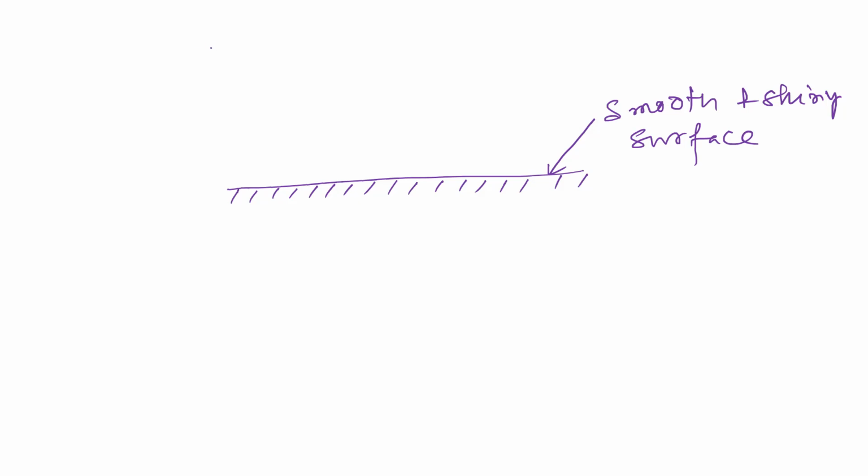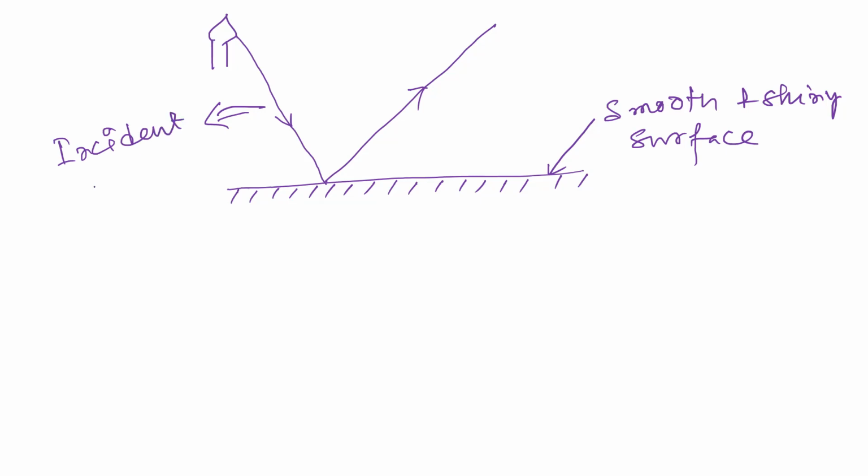Suppose we have taken a small candle here. From this candle, light rays are falling on the mirror surface. One of the light rays falls on the mirror surface in this way. Whenever a light ray falls on the mirror surface, it will be reflected back and move into the same medium. The light ray which is falling on the reflecting surface is known as the incident ray. And after getting bounced, the light ray which is reflected back is known as the reflected ray.